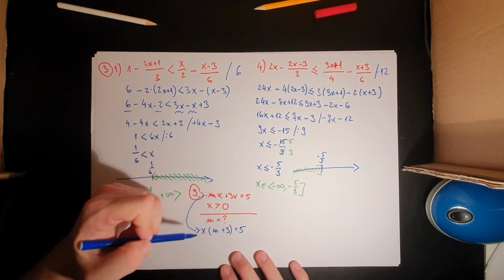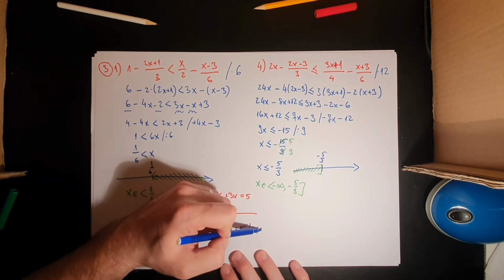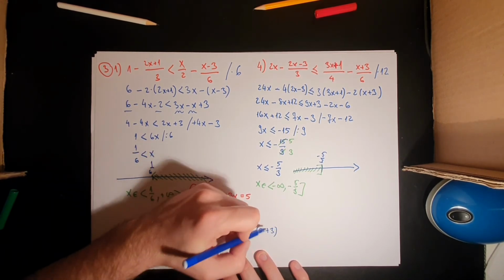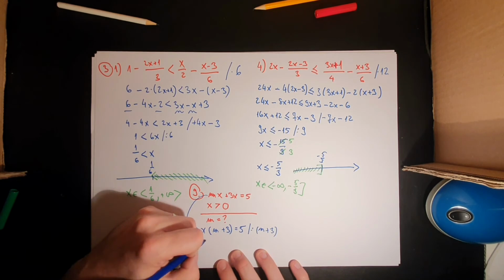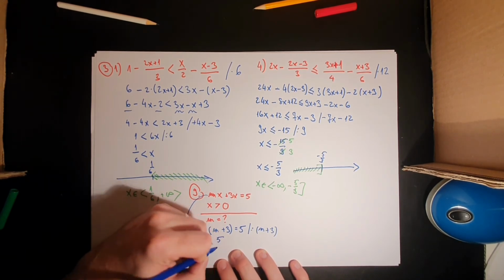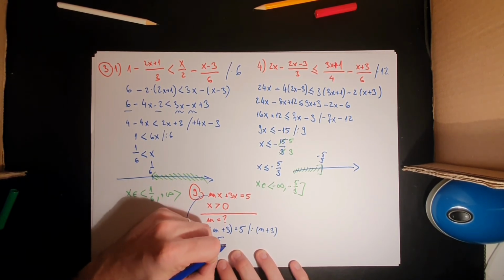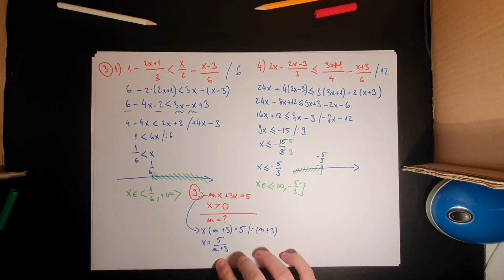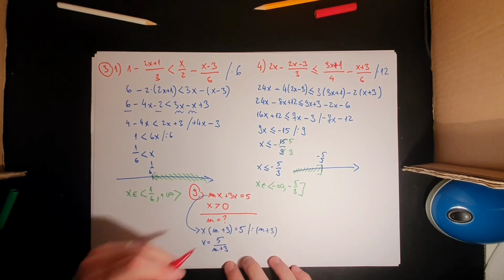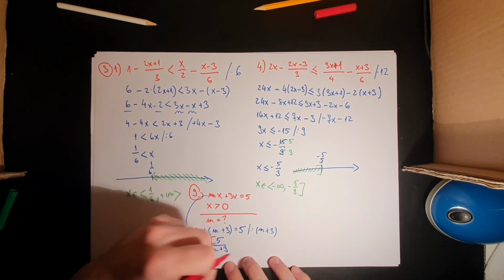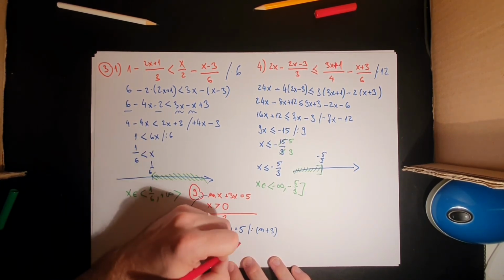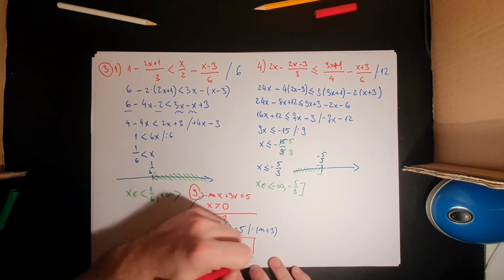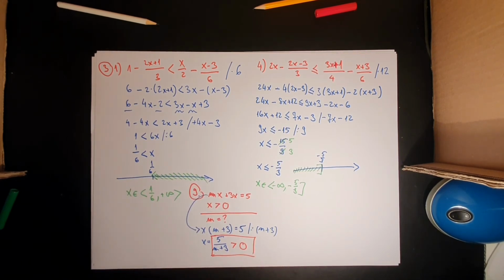So if I want to see what x is, I have to divide everything by m plus 3 in this case. So x is going to be equal to 5 over m plus 3. Now, why did I need this? Because the task itself says that x is greater than 0, which means that this fraction is greater than 0. Okay?